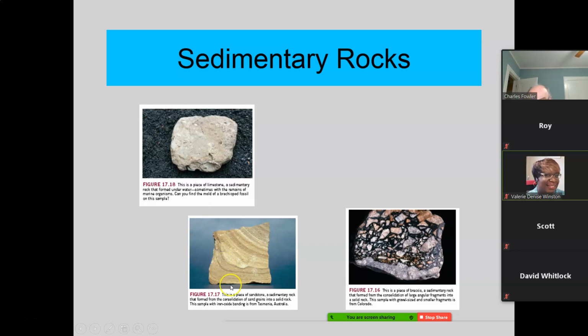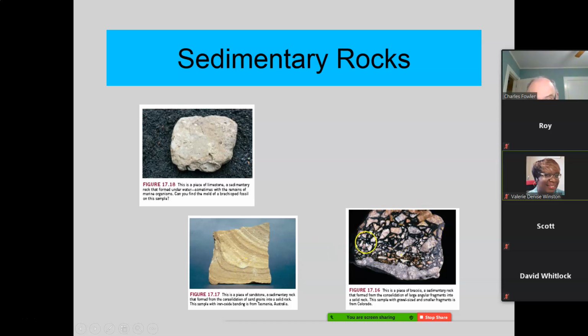This happened to be one from Tasmania, Australia. Wow. And by the way, the different colors here indicate different amounts of iron. Okay? They're iron oxide. That's what they're saying. I couldn't read the word. Iron oxide banding in there. The darker colors is more iron oxide. Okay, or the redder colors anyway.